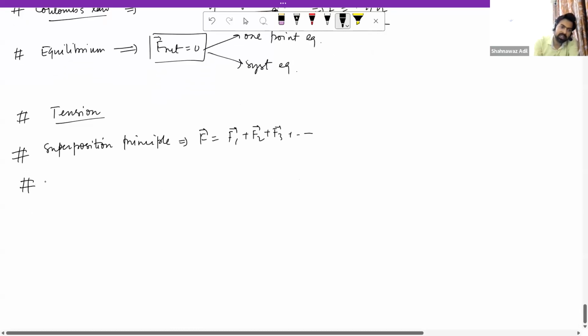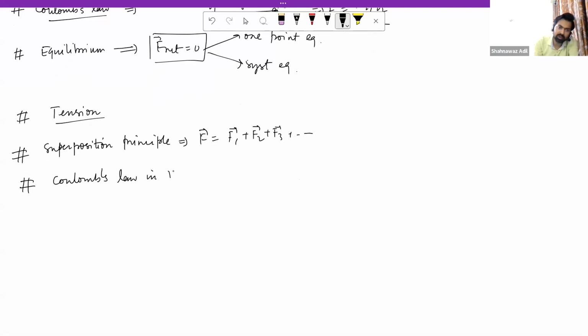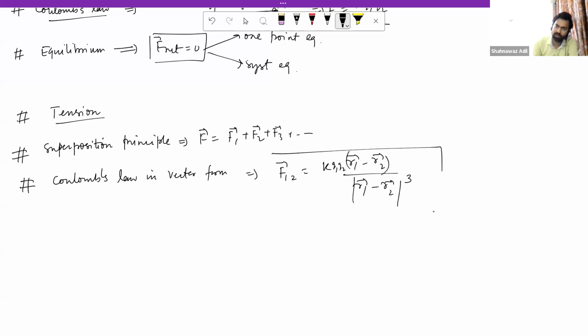And then we saw what Coulomb's law is. Coulomb's law in vector form. F12 was simply K (R1 minus R2) divided by the modulus of (R1 minus R2), and then Q1 Q2. So this was the Coulomb force in vector form, right?